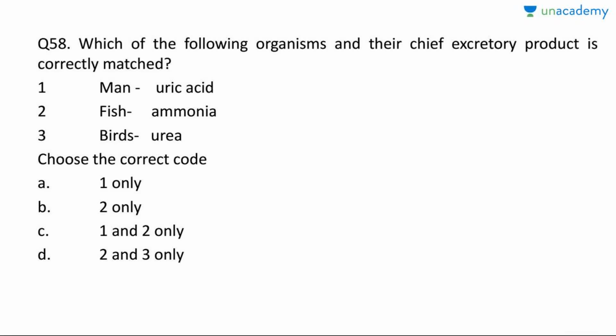Question number 58. Which of the following organisms and their chief excretory product is correctly matched? Man, uric acid is absolutely wrong. Fish, ammonia is correct. Birds, urea is wrong. So 1 and 3 are usually changed. Man is urea and birds are uric acid. So answer here is B, that is 2 only.